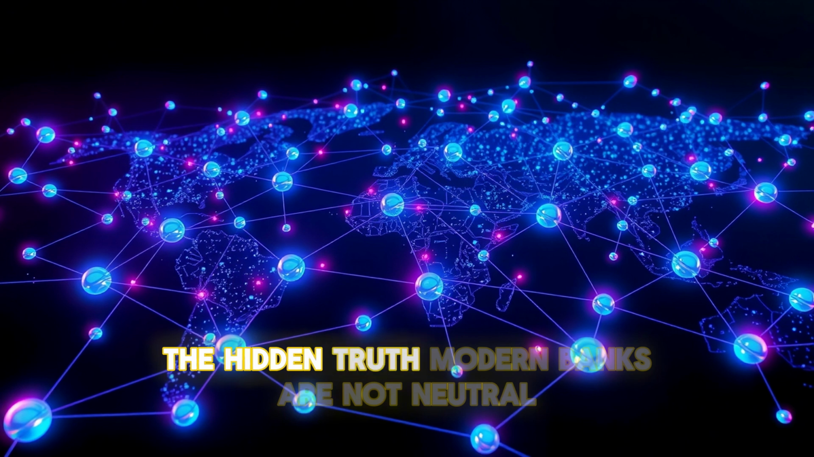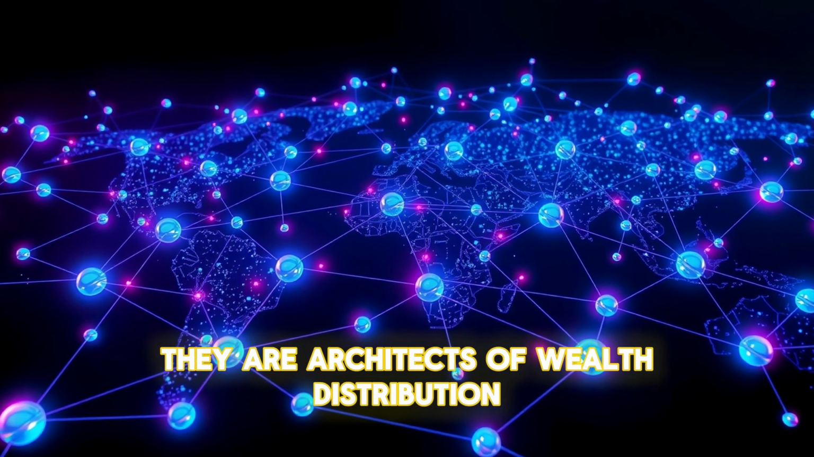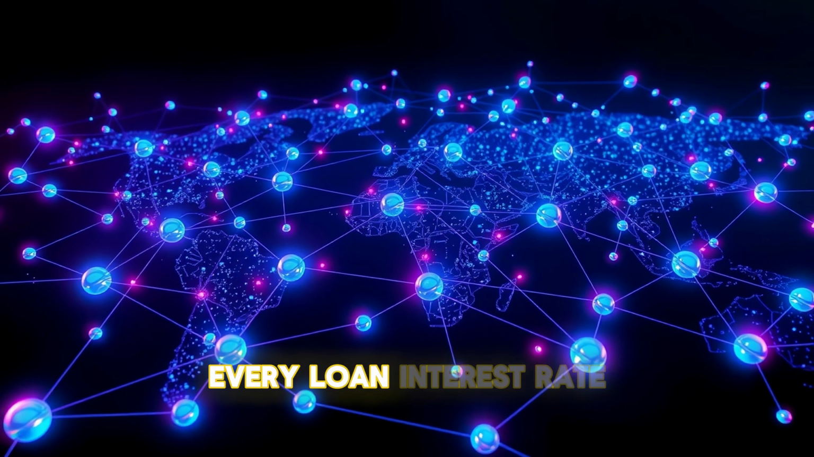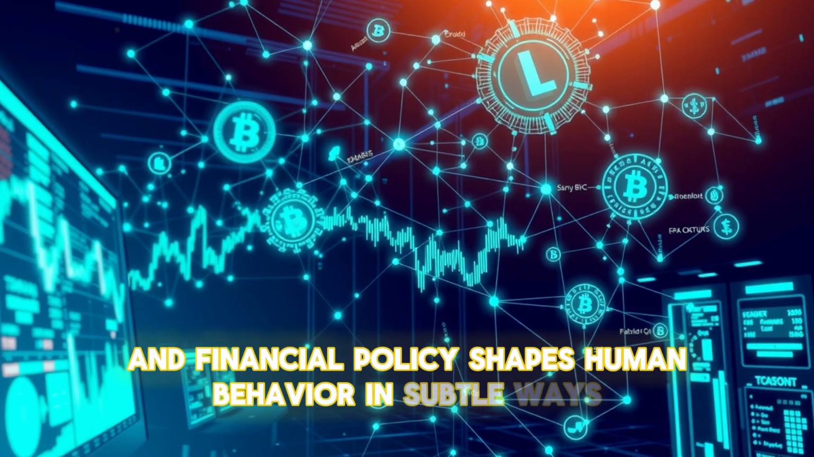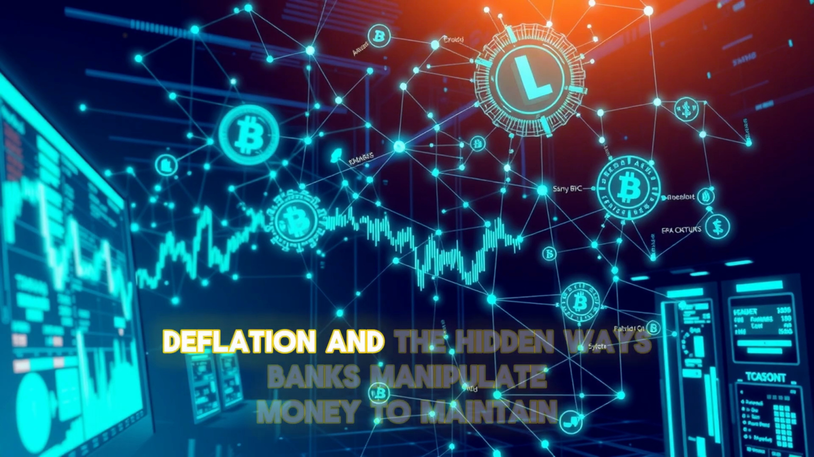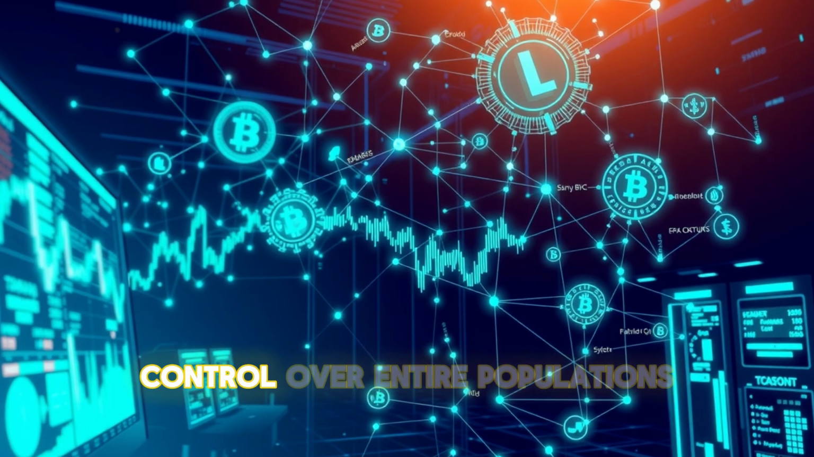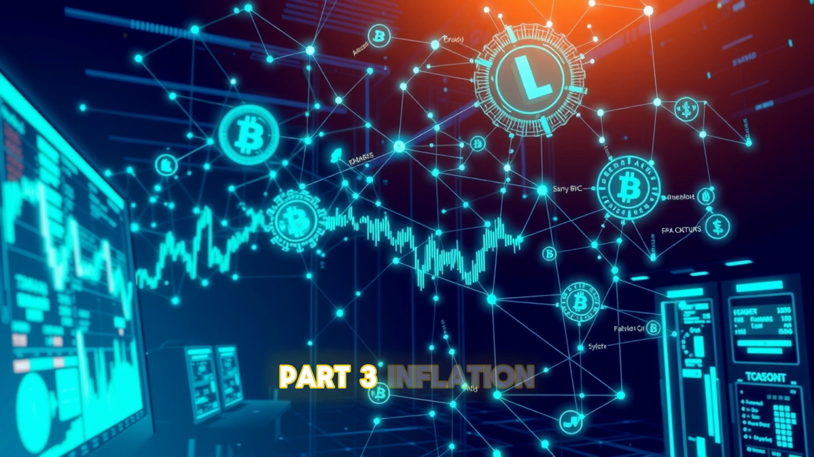The hidden truth. Modern banks are not neutral. They are architects of wealth distribution, social order, and influence. Every loan, interest rate, and financial policy shapes human behavior in subtle ways. In the next part, we'll dive deeper into inflation, deflation, and the hidden ways banks manipulate money to maintain control over entire populations.